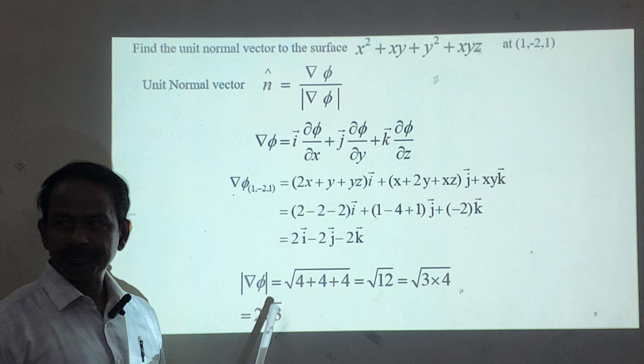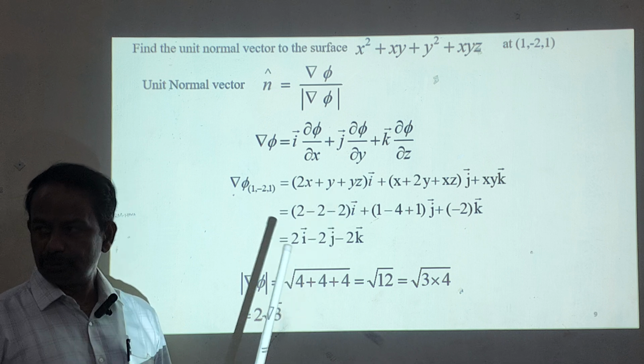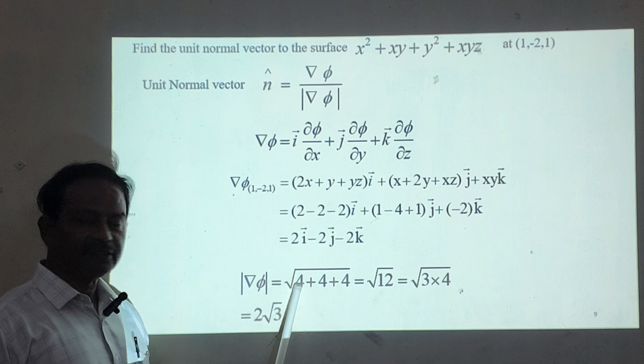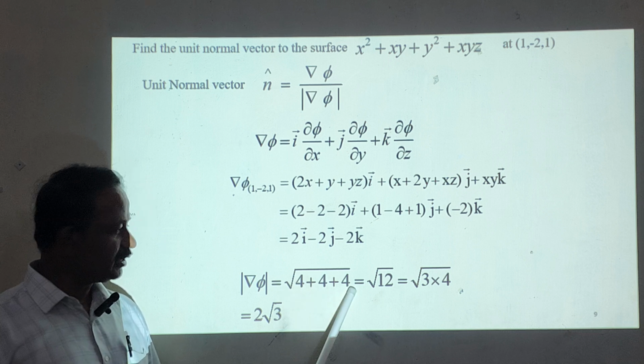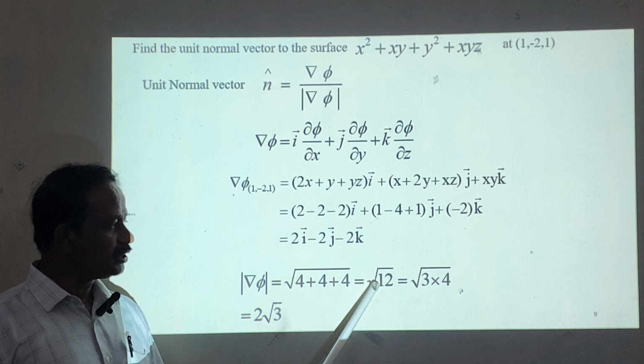What is your del phi? You have to take the square and take the root. So minus 2 whole square will be 4, minus 2 whole square 4, minus 2 whole square 4. 3 4s are 12.